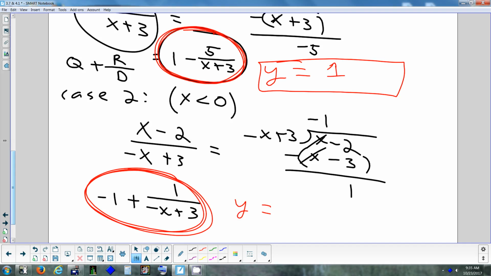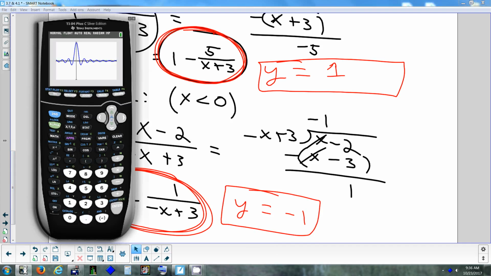Again, pretend x is 1,000. Negative 1,000 plus 3 is negative 997. 1 divided by negative 997, very small number. And you're adding that to negative 1. So what would you get very close to there? Megan? Negative 1. You get very, very close to negative 1. So those are your two horizontal asymptotes, at 1 and negative 1. And there's really no way to do that without just doing the long division.